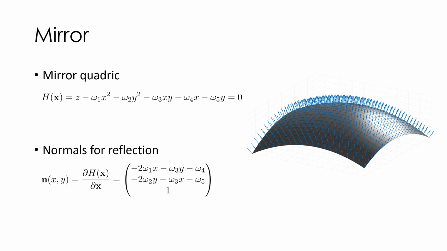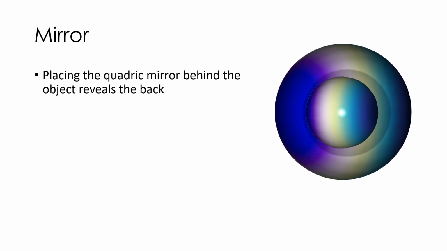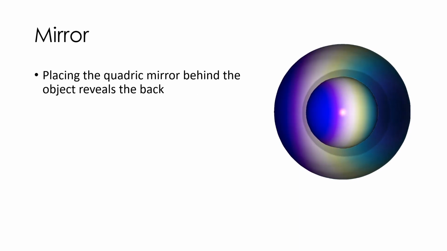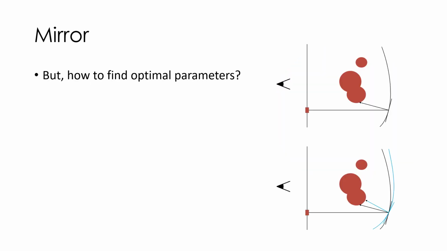For the mirror, we opted for a quadric that can highlight interesting regions by bending it. Placing the quadric mirror behind the object reveals the back. In the case of the quadric, we have 5 parameters that need to be optimized. The question still remains as to how we can find the best parameter combinations.